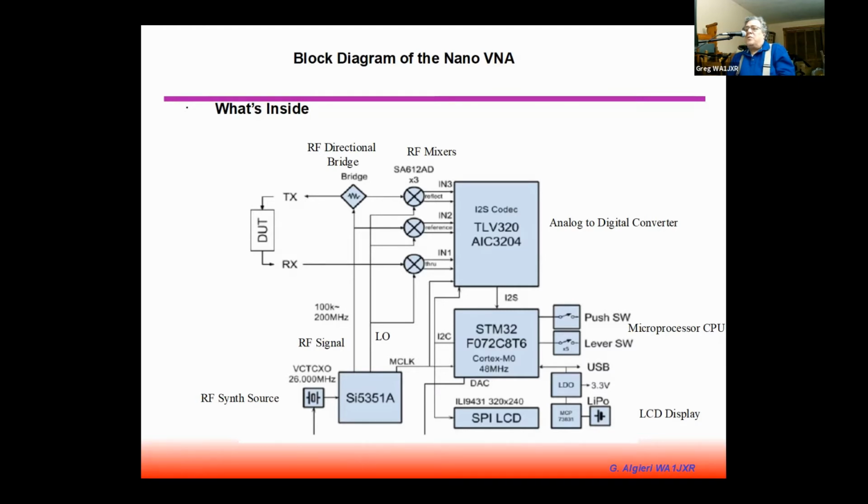The digital to analog converter through an I2S interface over to the microprocessor CPU. That's the STM32 there, and of course that has all the switches and the USB ports connected to it, and it also drives the liquid crystal touchscreen or display. Providing the RF signal, there's a synthesizer chip, which is VCXO based. And that little synthesizer supplies the RF signal to the instrument. So that's basically, at a high level, block diagram, what's inside the Nano VNA.